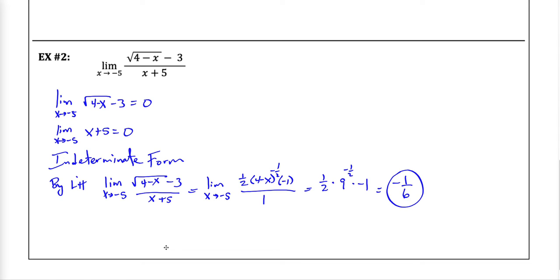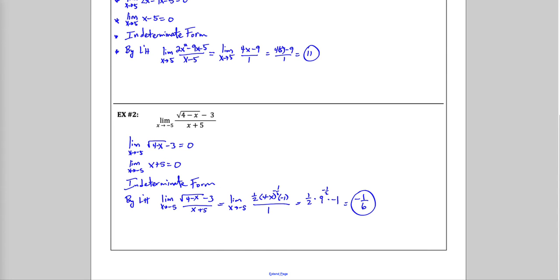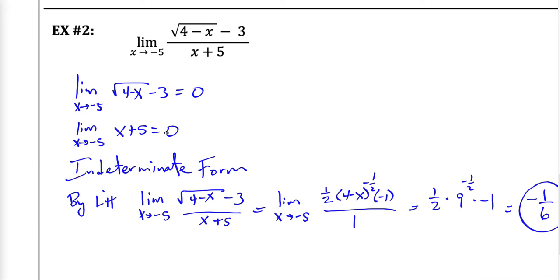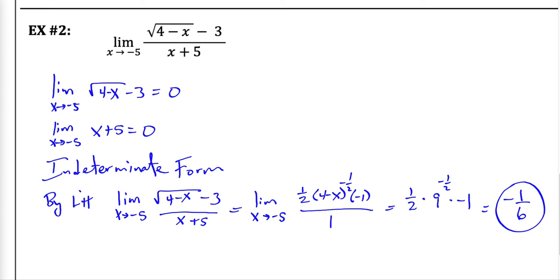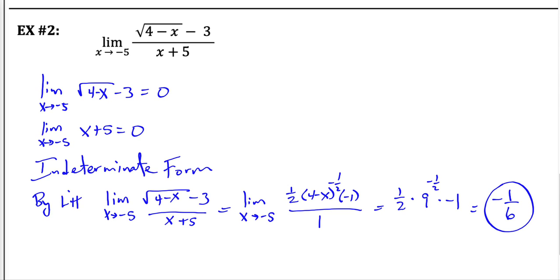Should I make that bigger? Oh, that's not bigger at all. Say it again. 4 minus negative 5. That's why I was just wondering if I should zoom in, but if that's all further, I can zoom in. When I'm trying to fit a lot of info up there, some details might be hard to see.